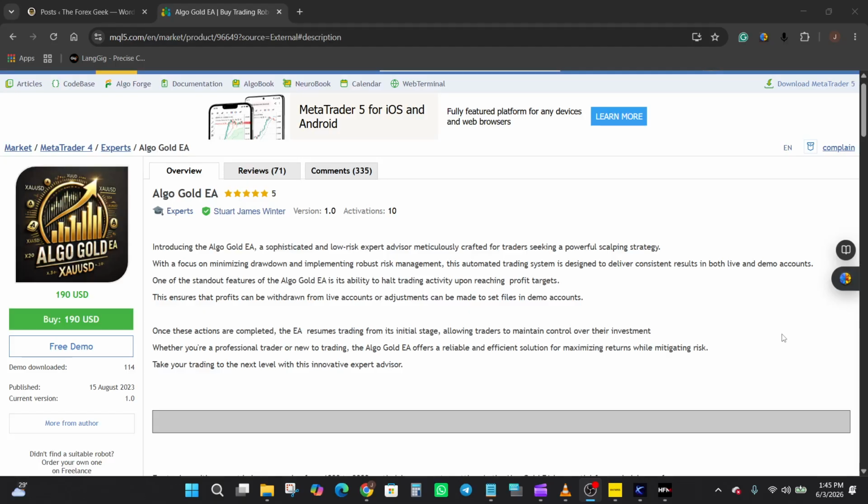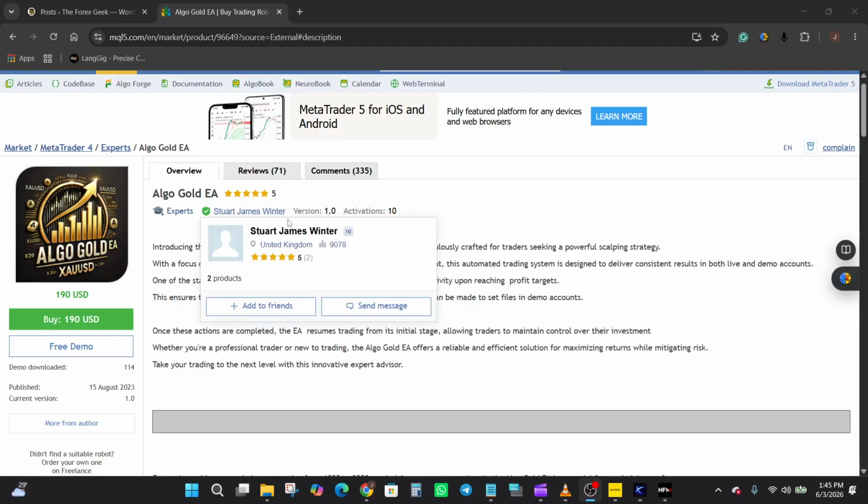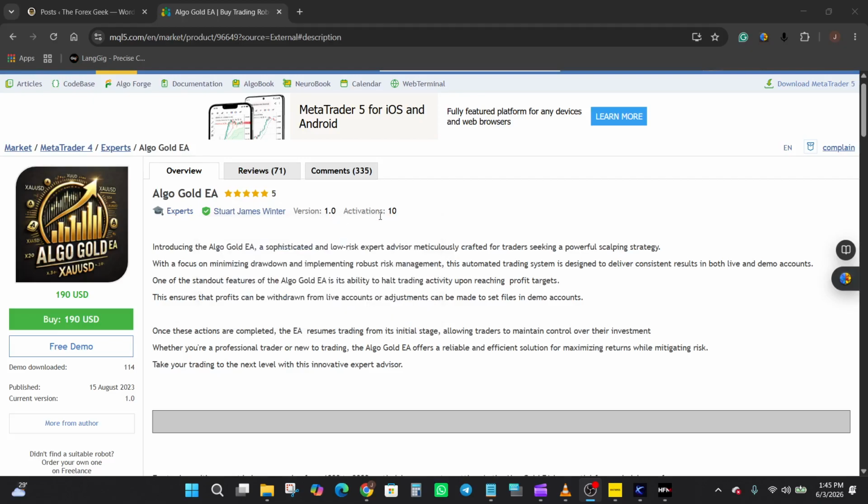All right, so I am on the MQL5 Marketplace page right now for the Algo Gold EA, and this is priced at 190 US dollars, developed by Stuart James Winter with version 1.0 and 10 activations available. From what I can see here, this is an expert advisor built specifically for MT4, so it's designed to run on the MetaTrader 4 platform.